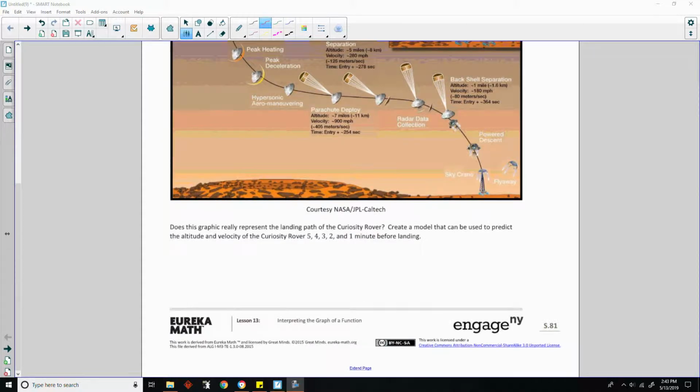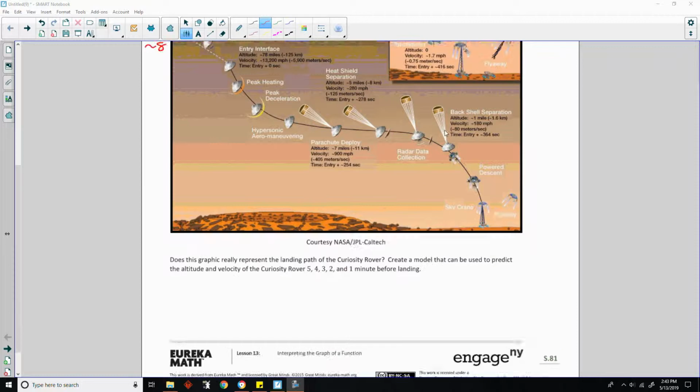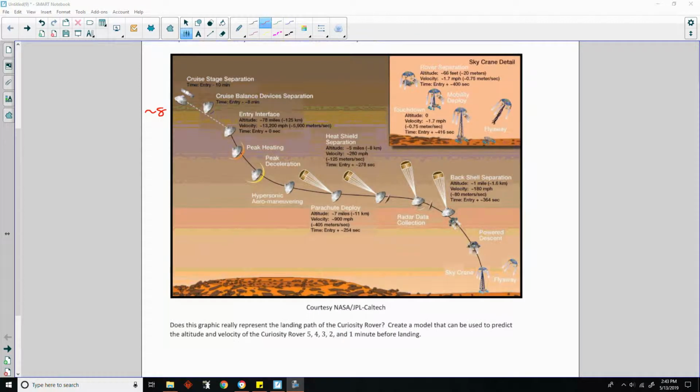Okay, so the information that's available in this graphic here is the altitude and velocity at various times. Various landing stages are named, and time 0 is at the point called entry interface. What information is in the box in the upper right corner? So this information here contains detailed information about the final seconds of the landing sequence.